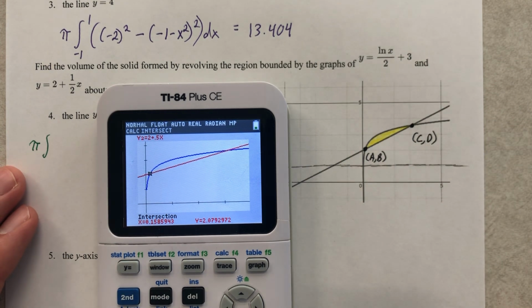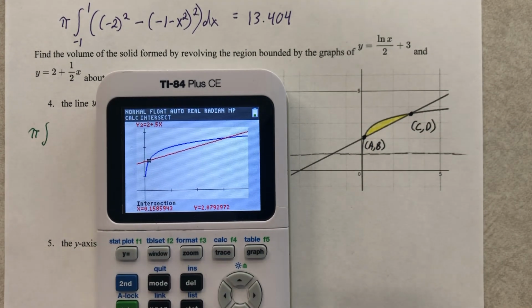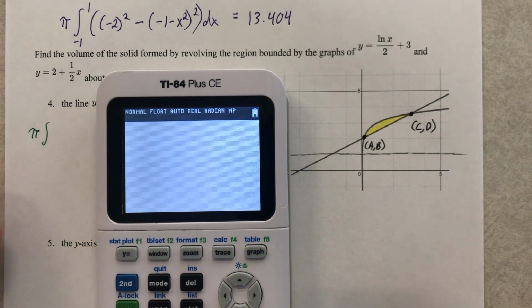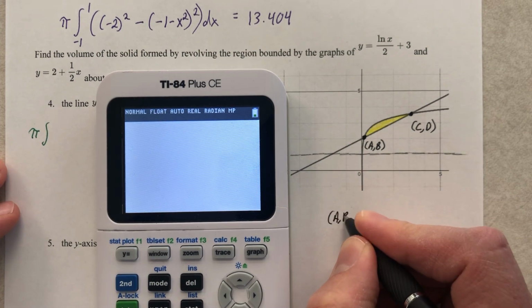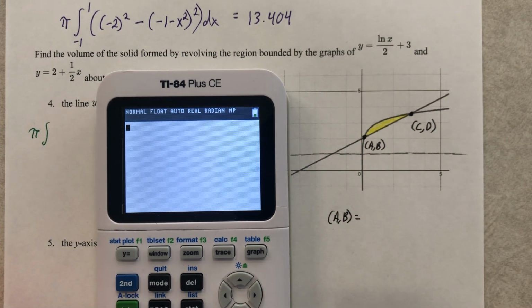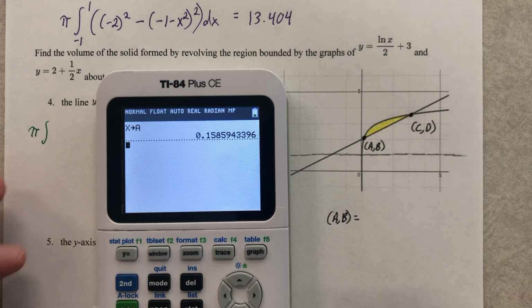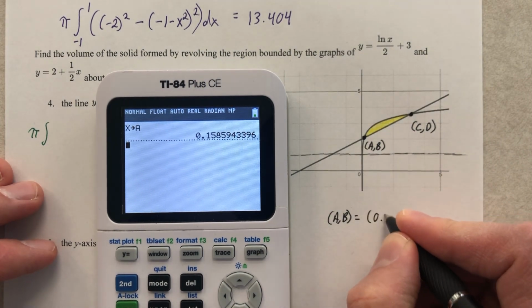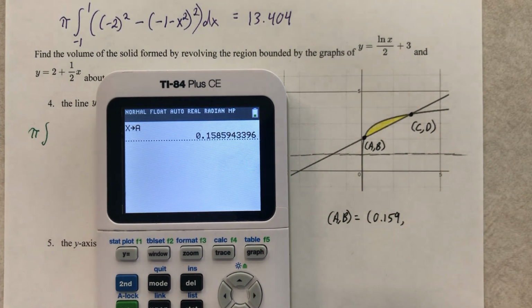Using capital letters because that's what the calculator uses. Right now, my calculator thinks that x is this and y is this. So we're going to store that. And so A is, let's see, x is going to store as A. And I got 0.159. That's what I'm going to write on my paper.